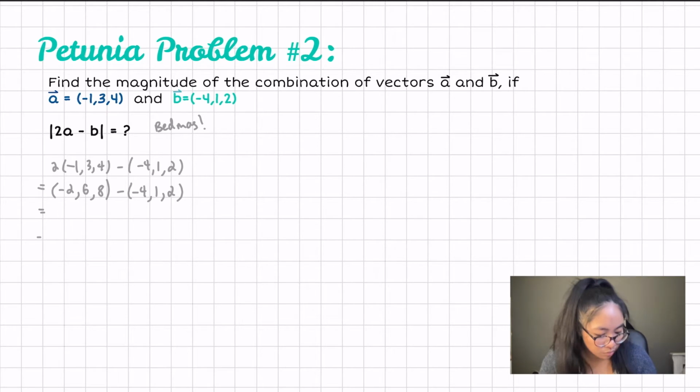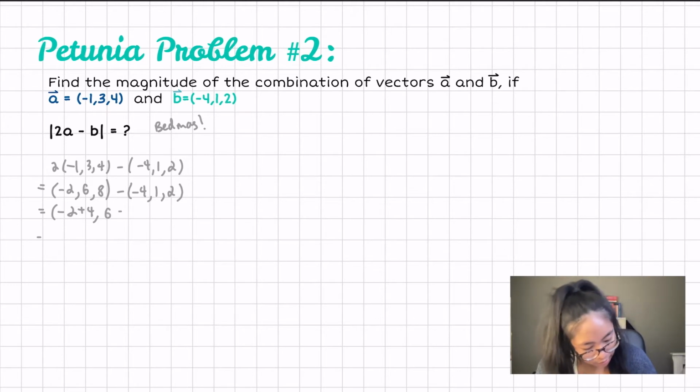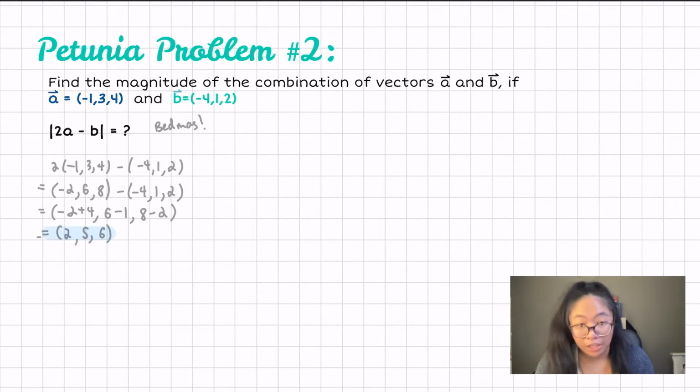Now we're just going to do subtraction. -2 minus -4 is equivalent to just adding 4. 6 subtract 1 and 8 subtract 2. And if we do this, that's just 2, then 6 subtract 1 is 5, and 8 subtract 2 is 6. So that is the vector. Now we aren't done yet because we have to find the magnitude.